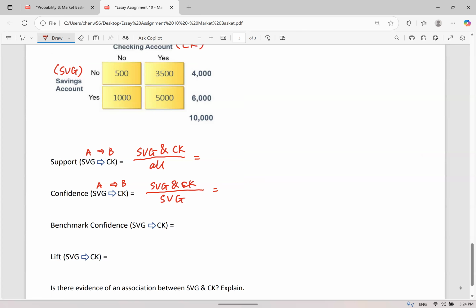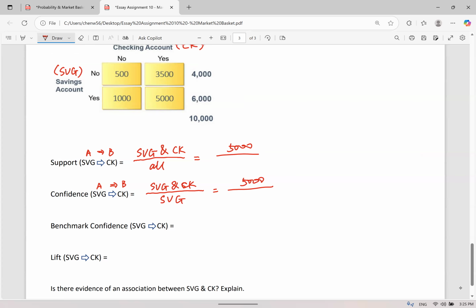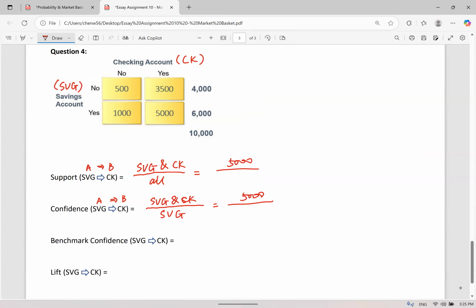The top is the same, right? 5,000. The top is the same, but what about the bottom? Is it 6,000? Perfect. I don't care whether they have the checking account or not. I just care about how many customers have a savings account. So that would be all of them, so the total of 6,000.